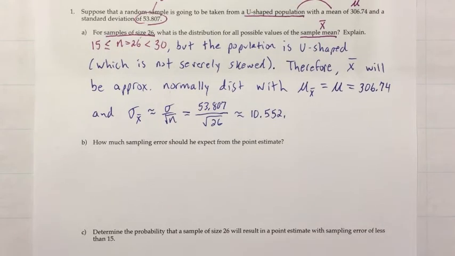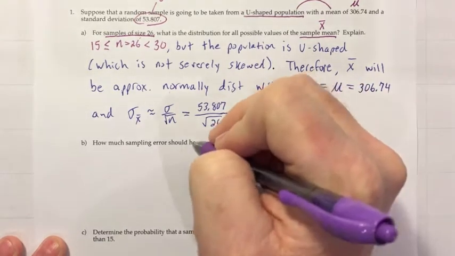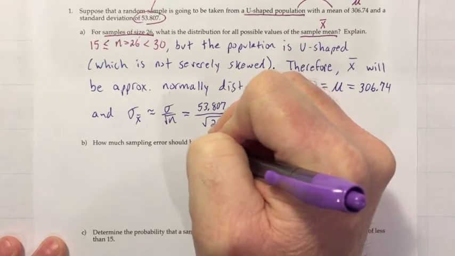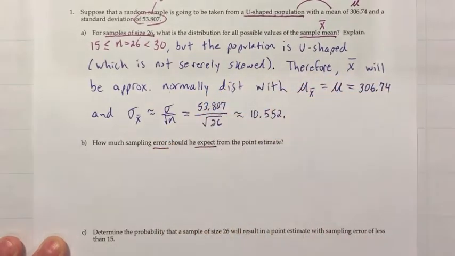Alright, so that takes care of part A. Alright, moving on to part B, how much sampling error should he expect from the point estimate? So we're talking about sampling error, but this is before we do the sample. They're saying how much would we expect, so they're asking us about expected error.